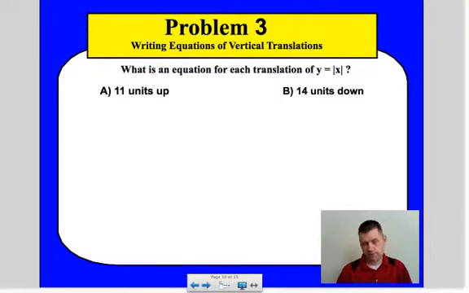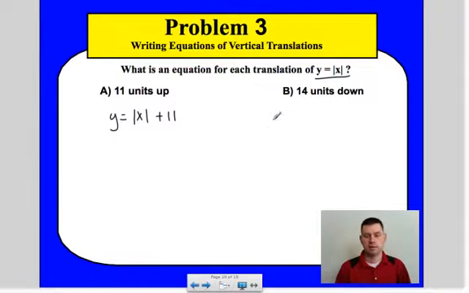Now in this section, problem number 3, we're going to be writing the equation. They gave us the parent function as our focal. Now they want to know what happens if we shift that 11 units up. Well, as we said, if it's going up, that's a plus k, and the plus k is always after the equation. So there's our parent function, the absolute value of x, and it's simply plus 11. And there you go.